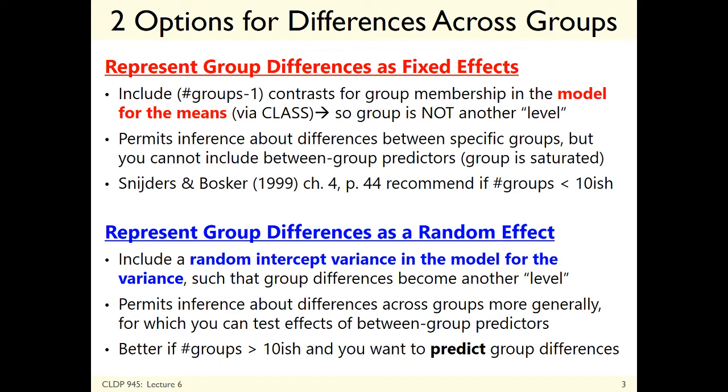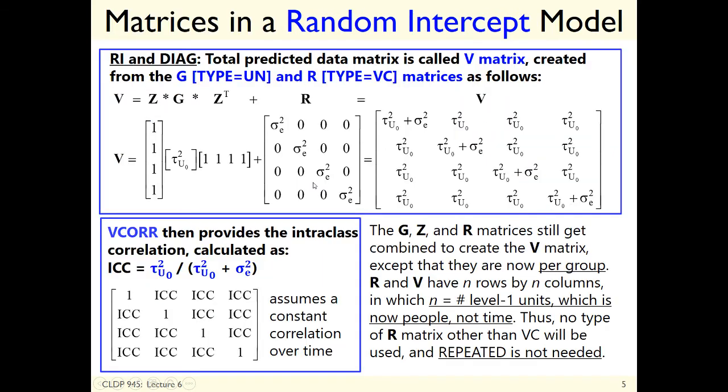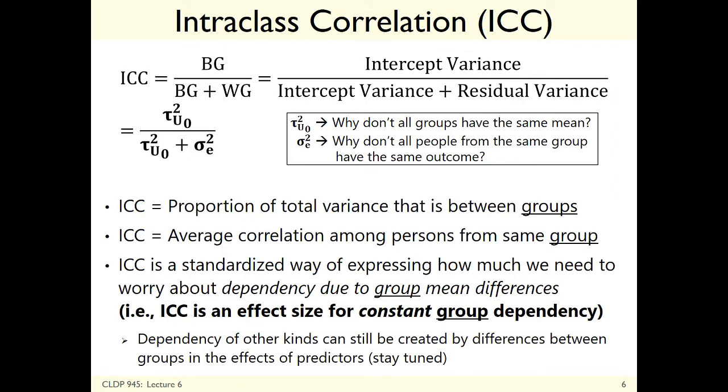So fixed effect models, if you're interested in making inferences about the particular groups. Random effects models, if you're interested in predicting why the groups differ from each other with group level information. So the notation is exactly the same, except I'm switching up my subscripts. So here's my empty model. Interclass correlation is still the proportion of variance that's between, but now it's between groups in this story. We will not have an R matrix.